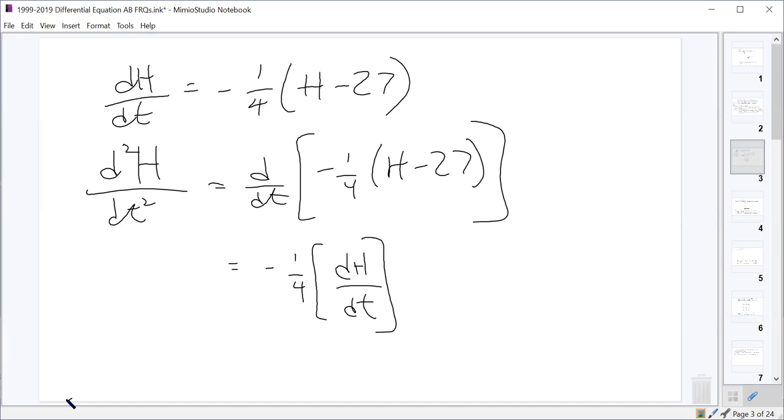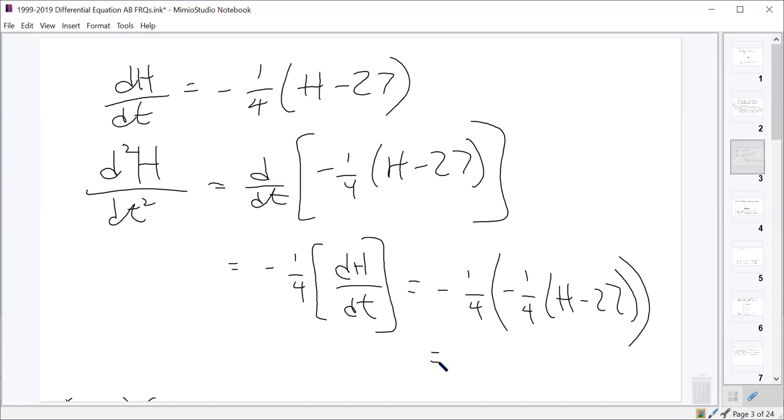This is not the answer they want. They want negative 1/4 times dh/dt. They want you to rewrite this, negative 1/4 times h minus 27, down. So they want you to get 1/16 of h minus 27 as your second derivative. Everybody good with that? Any issues there? At home, are you good with that? Yeah. Wonderful.